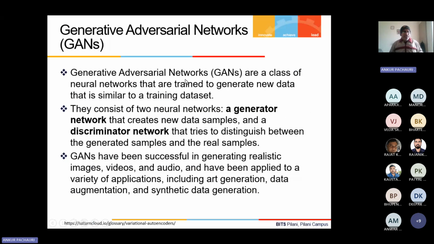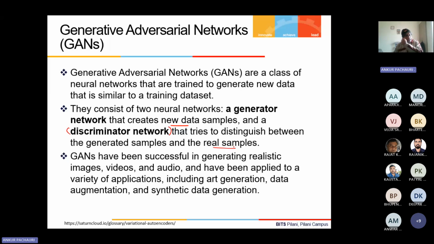Now the second is GANs, generative adversarial networks. These are a class of neural networks that are trained to generate new data that is similar to the training data set. Here it is of two parts. One is the generator network, which generates the new data samples, and the other part is the discriminator, which tries to distinguish between the generated samples and the real samples.